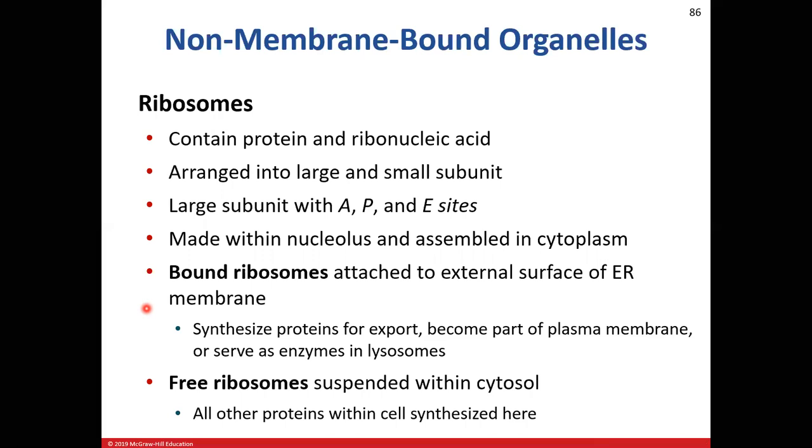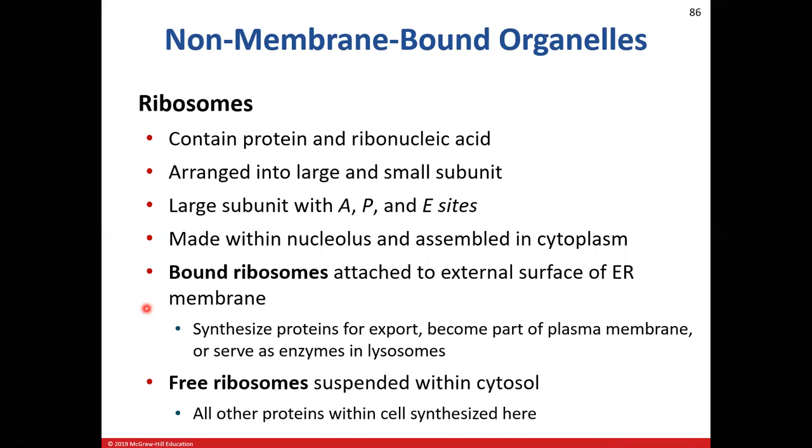We also have ribosomes. Now, we kind of touched on ribosomes as far as where they're located, or at least partly where they're located, but we now have to understand what ribosomes are. Ribosomes contain protein and RNA, ribonucleic acid. We're going to see that ribosomes are actually arranged in large and small subunits. When we look deeper into the ribosome and open it up, we're going to see that the large subunit has A, P, and E sites. Our ribosomes are actually made within the nucleus, and they are assembled in the cytoplasm.